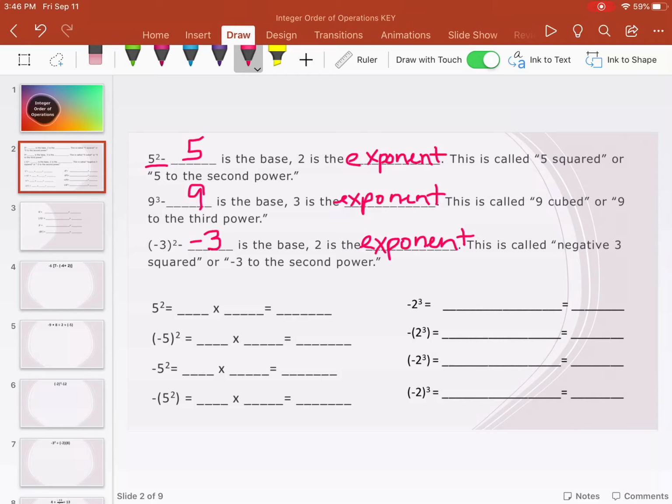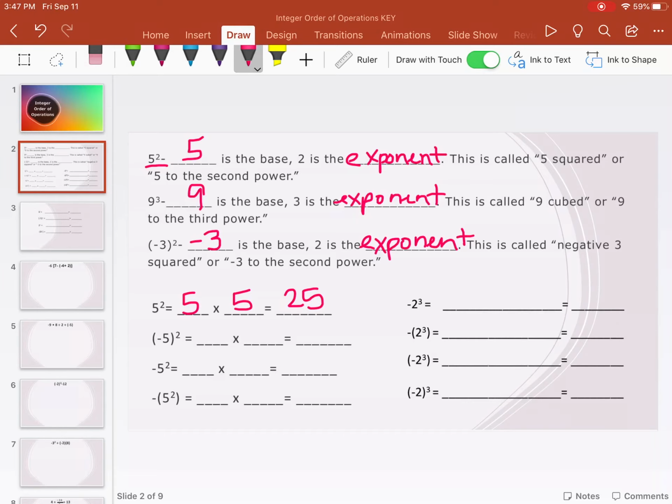Okay, now the important part, how to solve these. This is where it gets a little tricky. So for 5 to the second power, remember we are multiplying the base times itself as many times as the exponent tells us to. So here I'm doing 5 times 5. 5 times 5 is 25. Okay, that's nice and easy.